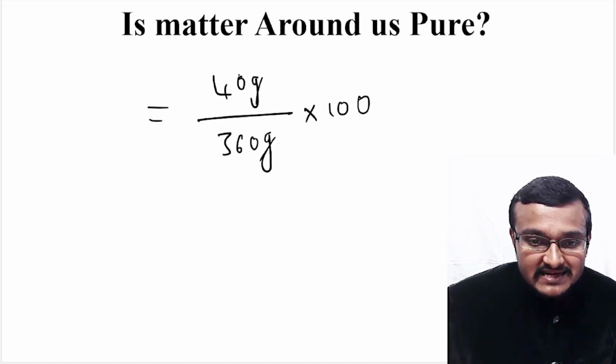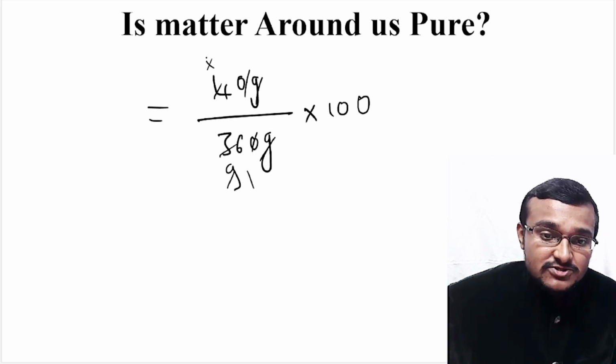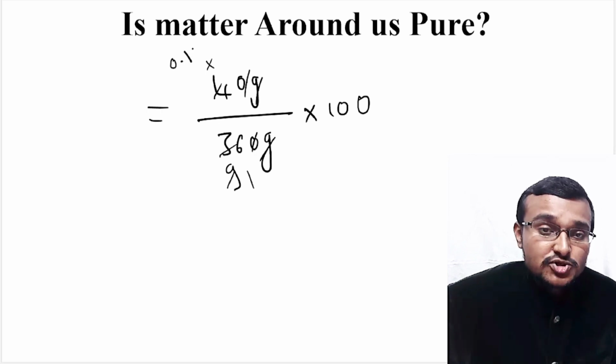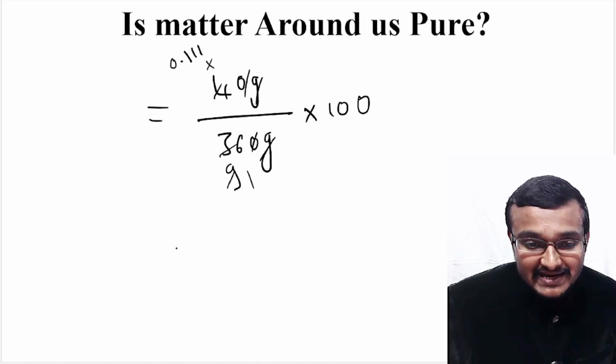Here gram gets cancelled, and 0 gets cancelled. So 4 ones are 4, 4 nines are 36. 9 ones are 9, here 1 is remaining. So you should put a decimal point. When you take the point, this will become 10. So 9 ones are 9, 1 will be remaining, again you will get 10, and 9 ones are 9. So you will get 0.111.